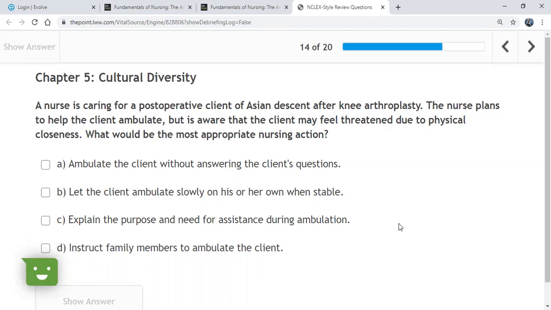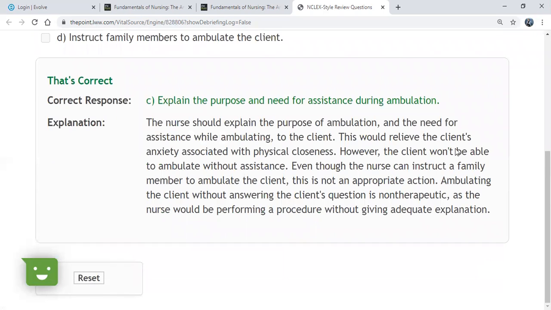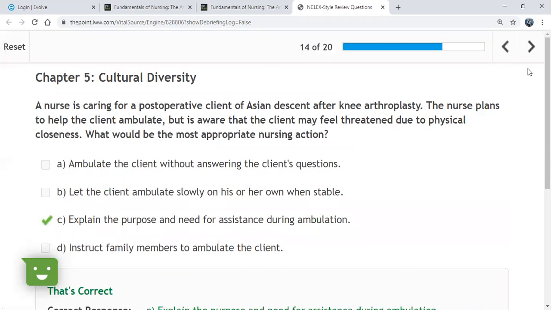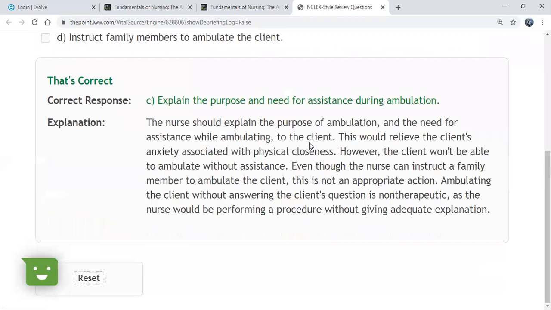Well, you don't want to let him just go on his own. You don't want him to fall. I'll go with C. I agree with C. I think it's C. Okay, good: explain the purpose. You need to explain to the patient why it's important for them to perform that function. You're not going to ignore them because that's not therapeutic. You need to give them an explanation that might help relieve their anxiety.